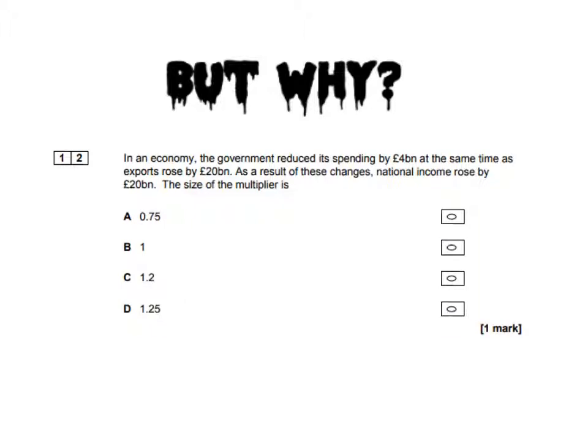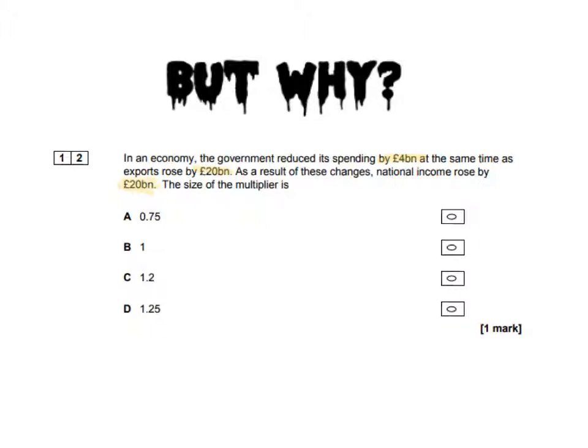So the first thing I'd be doing is highlighting the 4 billion. So they've reduced its spending by 4 billion. At the same time, exports have risen by 20 billion. So they're going to be crucial figures in calculating what the multiplier effect has been. And then national income has risen by 20 billion. So they're the three figures that you need to use. You need to use all three figures within the calculation.